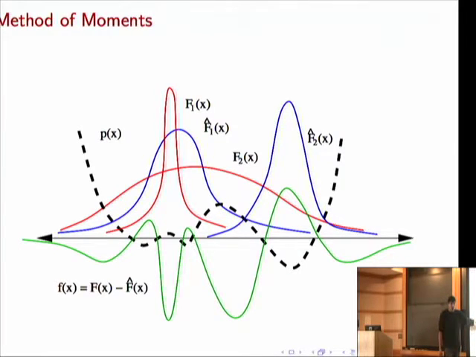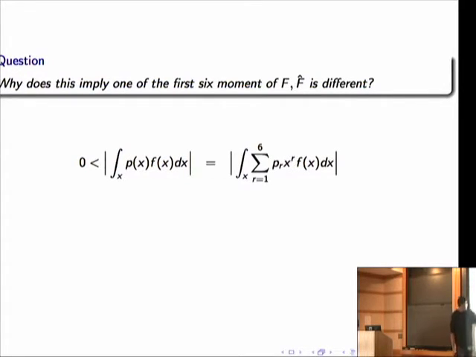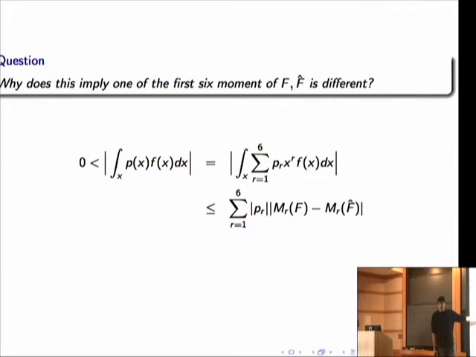But this polynomial integrates to something non-zero against the difference between the 2 density functions. So that'll actually imply that one of the first 6 moments is different for these 2 Gaussians. So if we take the absolute value of the integral of p of x against f of x, which is the difference between the 2 density functions, then we can just expand this based on whatever the coefficients are for this polynomial p of x, and it's just the degree 6 polynomial. If we apply triangle inequality, then we're just going to factor out the absolute value of these coefficients. But the integral of x to the r against f of x is the difference in the two density functions.